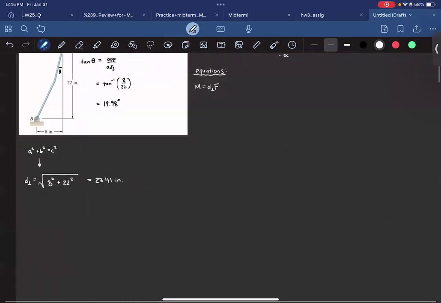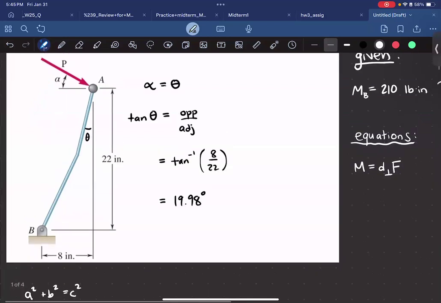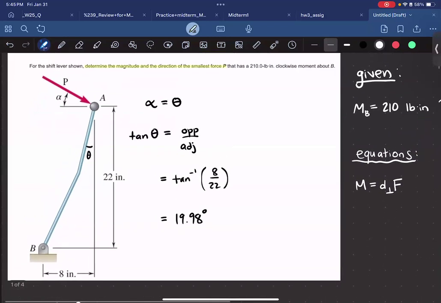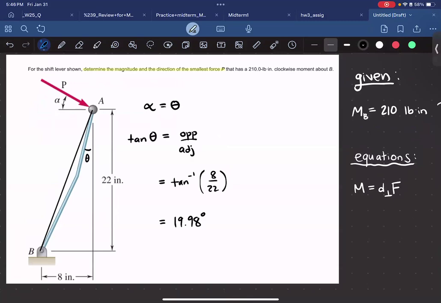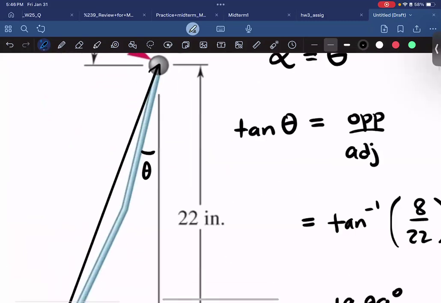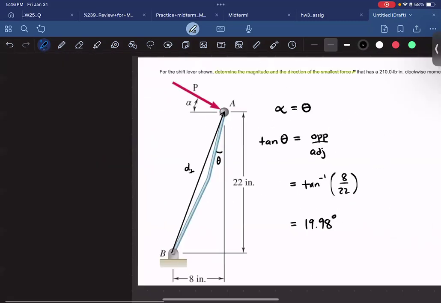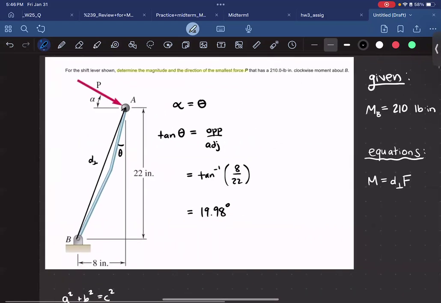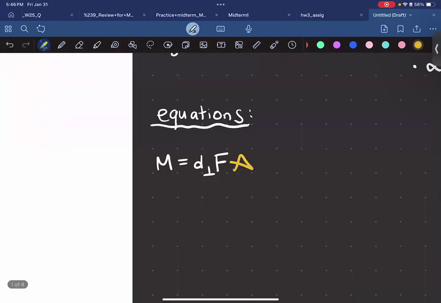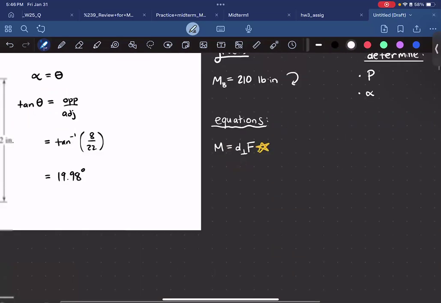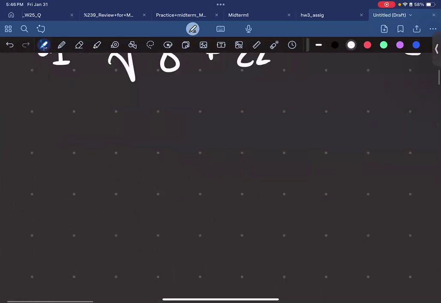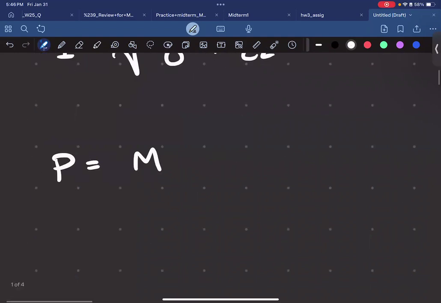And then after that, this value right here is our D perpendicular. Now we can plug that into this equation right here to get our P. In this case, our P is this F value right here in the equation. So we'll rearrange the equation, and we can find that P is equal to M about B over D perpendicular.